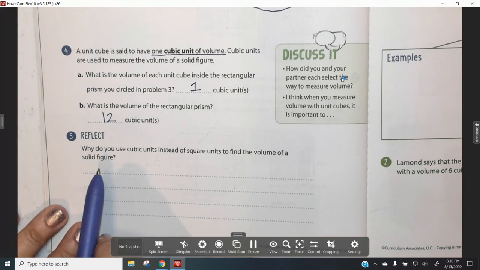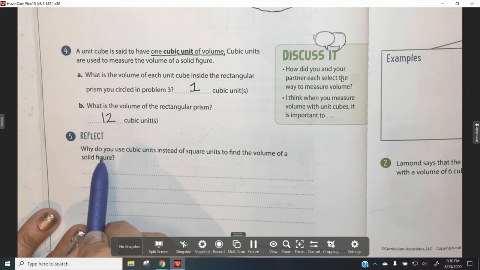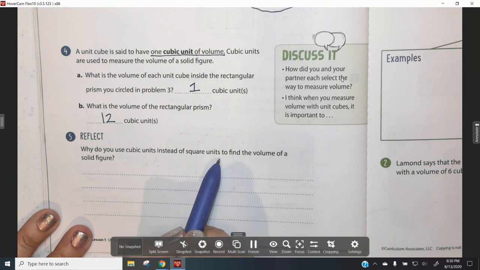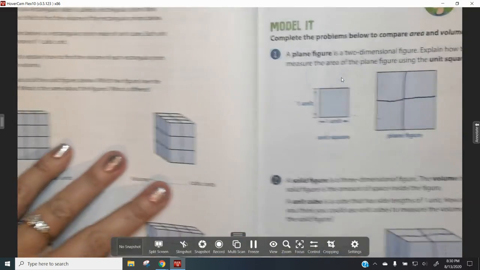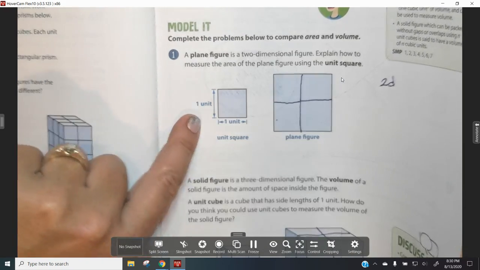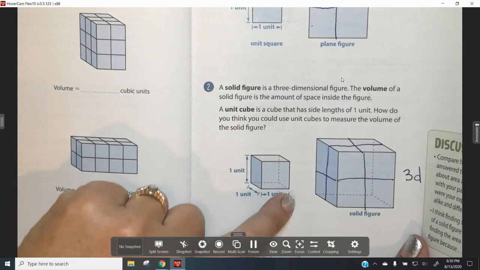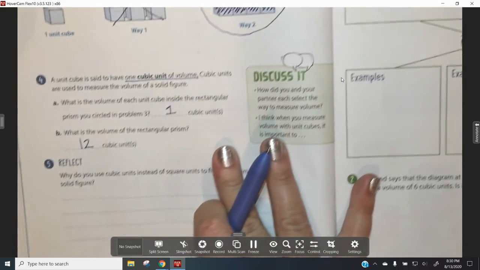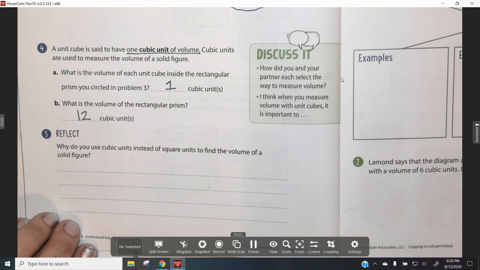Now, I want you to think, and you're going to write out an answer here that you're going to come up with on your own. Why do you use cubic units instead of square units to find the volume of a solid figure? Remember, a square unit is used to measure a plane figure, and a cubic unit is used to measure a solid figure. So why do you use cubic units instead of square units to find the volume of a solid figure?